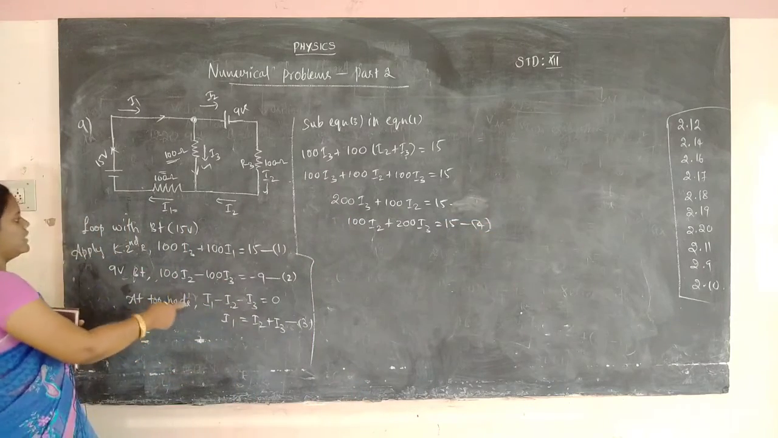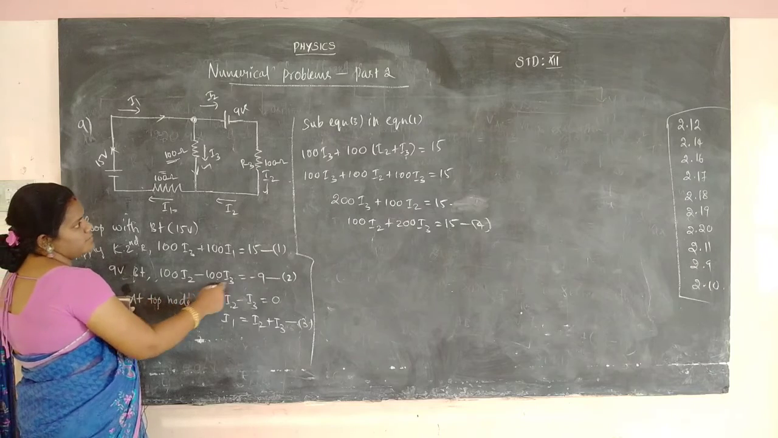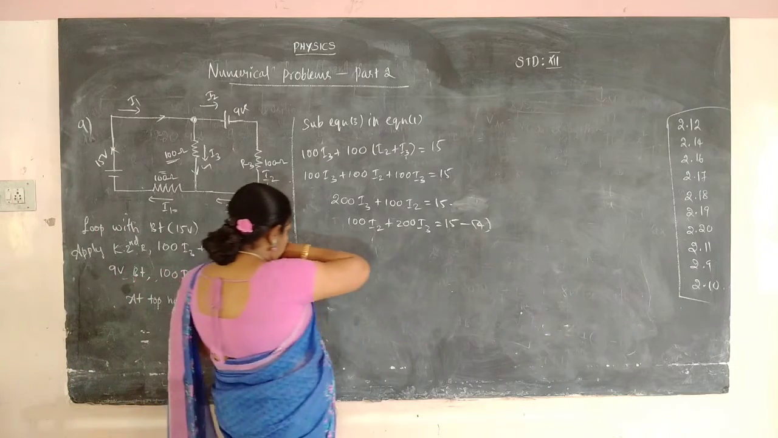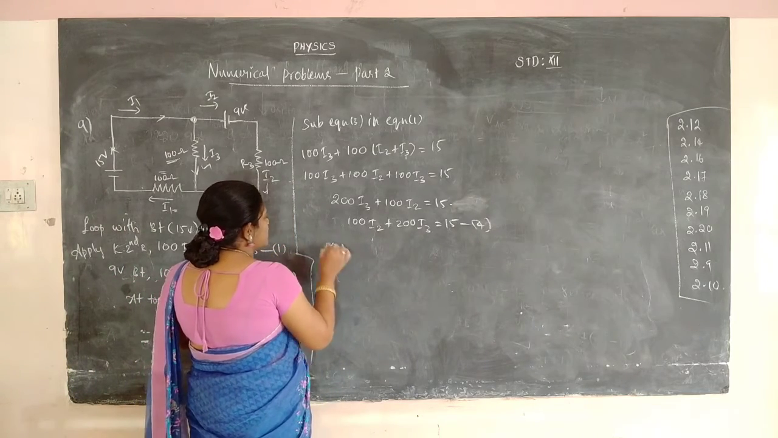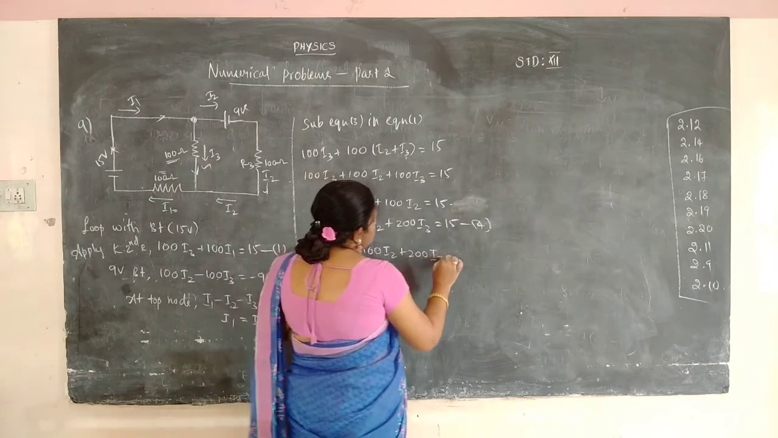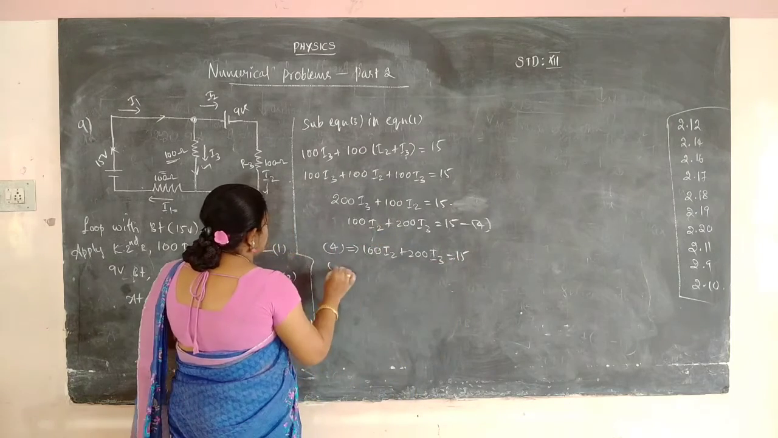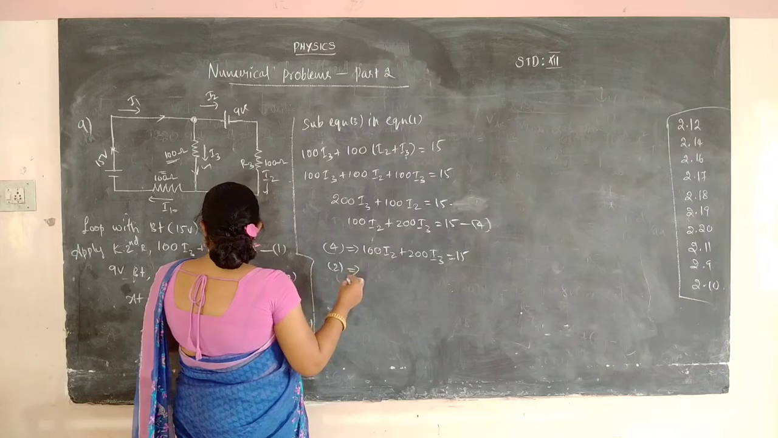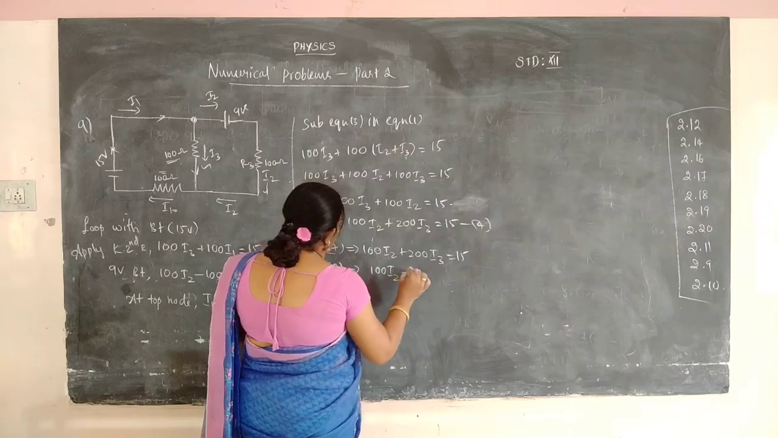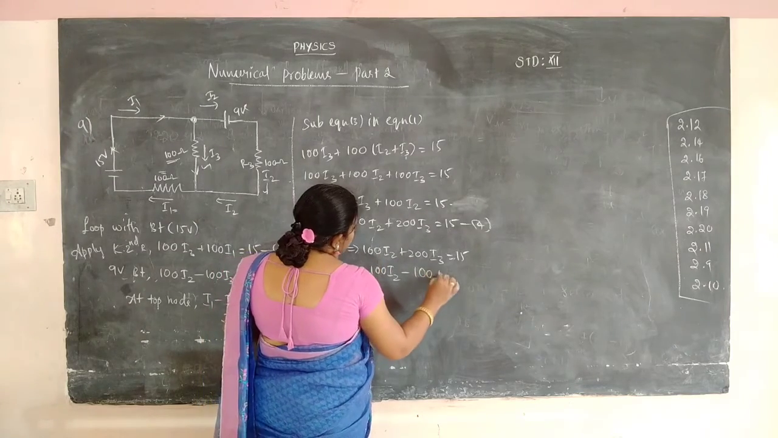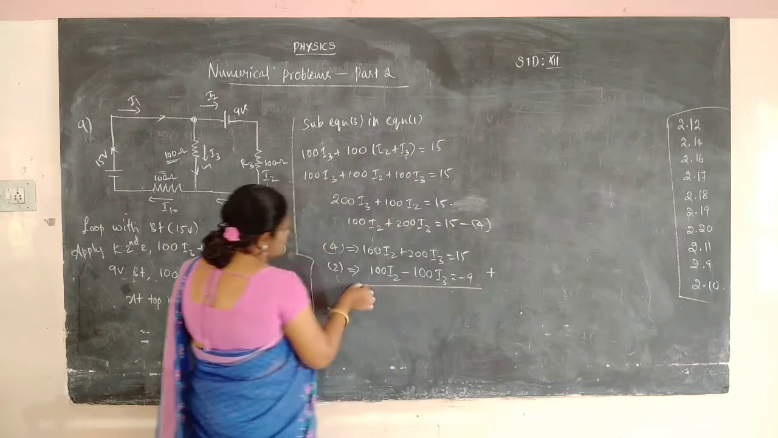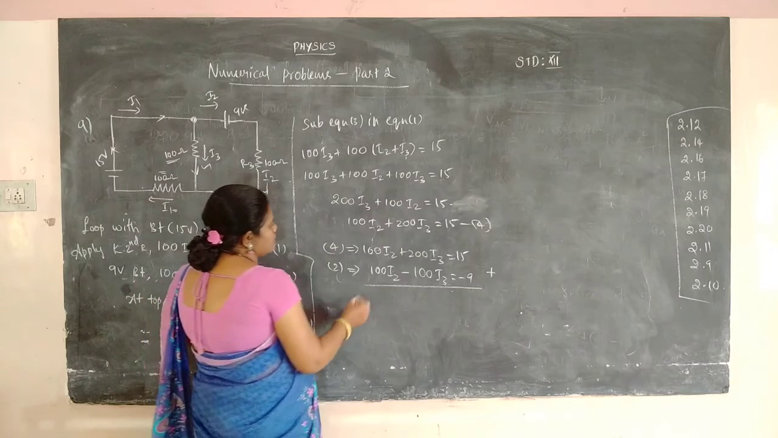So we want to solve the fourth and second equations, because both have I2 and I3. The fourth equation is 100 I2 plus 200 I3 is equal to 15, and the second equation is 100 I2 minus 100 I3 is equal to minus 9. We want to add the two equations.